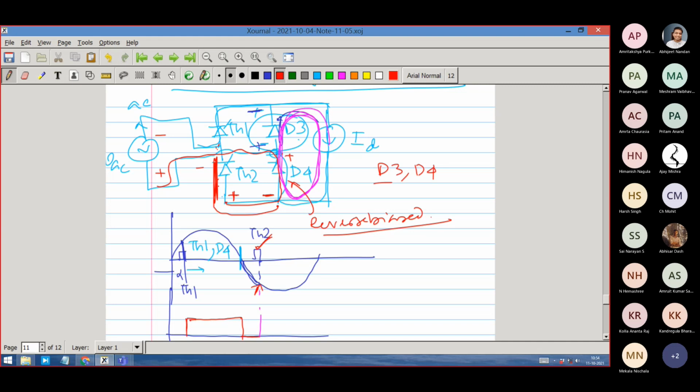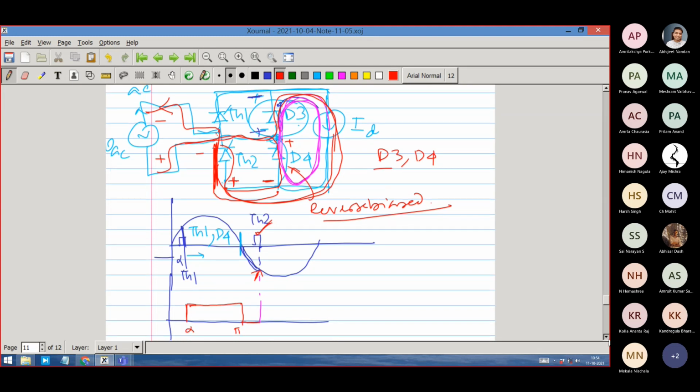Does the load have any complaint? No, the load will not complain, because I am now getting a return path to TH2. So the current now will be going through D3 and then return back to TH2. The current direction has become reverse to the direction of ID. Have you understood or not? Shall I say it again, or have you understood? Yes, I understood, sir.